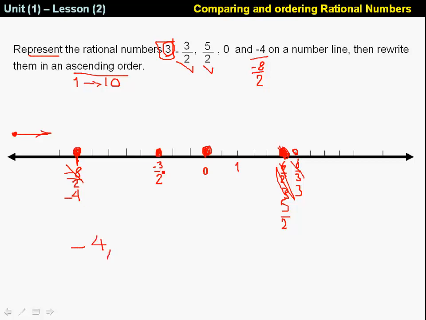What is next is minus 3 over 2. What is next is 0. And what is next? 5 over 2. And the next is 6 over 2, which is 3. So we rewrite them in ascending order. Ascending order. It is very, very easy.